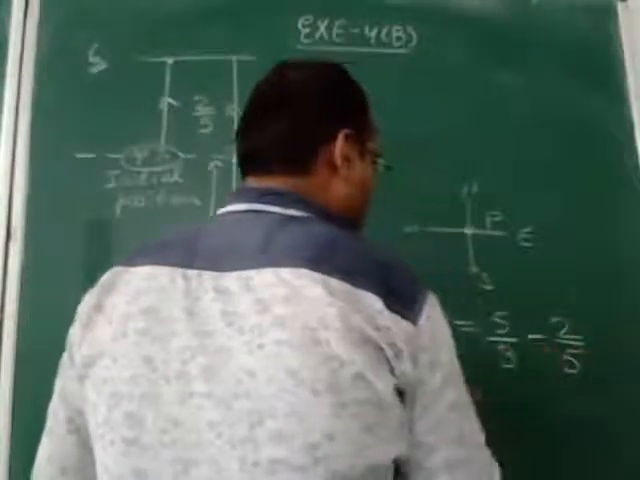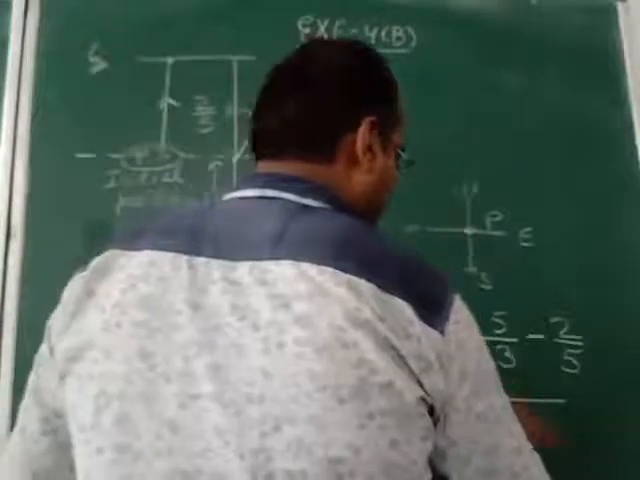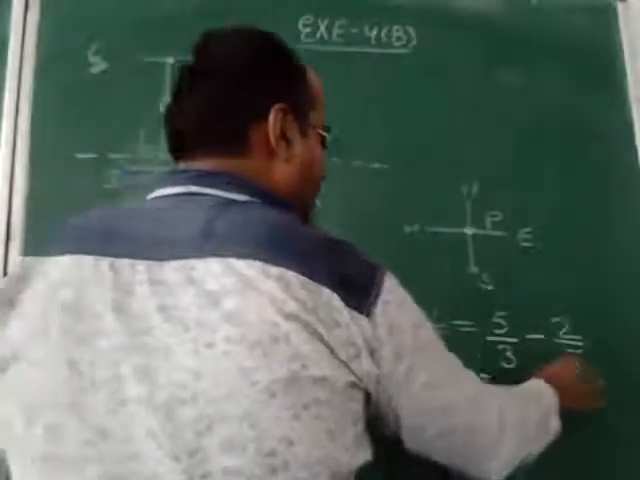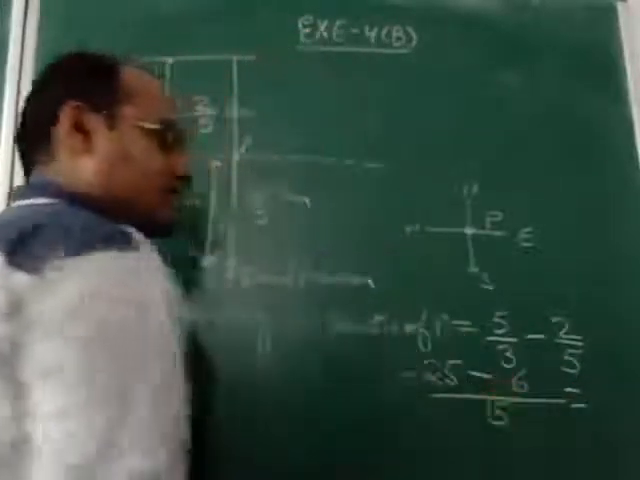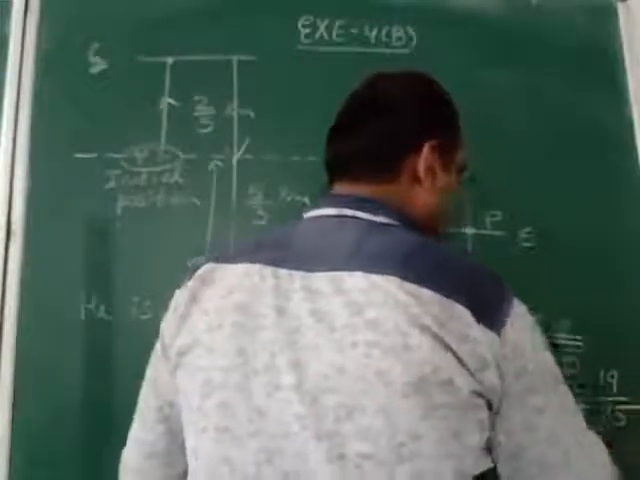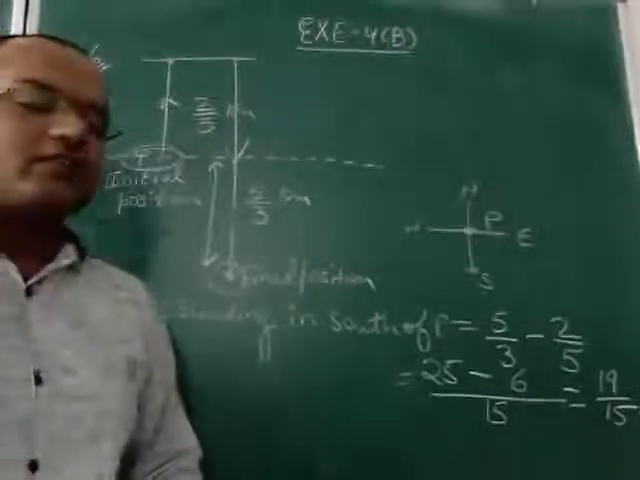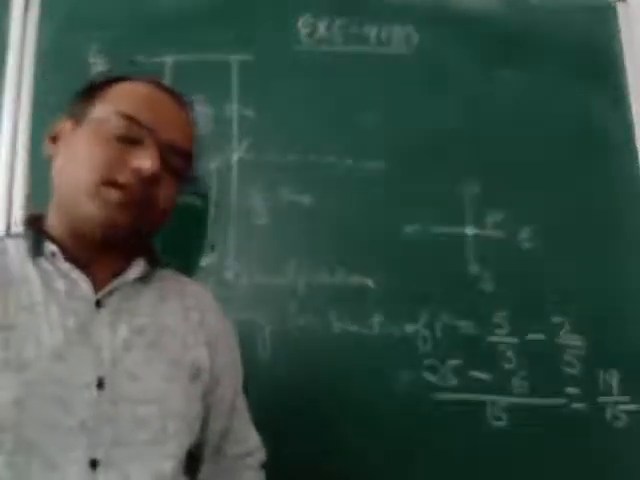Now in order to subtract these, we have to take the LCM. LCM of 3 and 5 is 15. 3 fives are 15, 5 into 5, 25. Minus, 5 threes are 15, 3 into 2, 6. On subtracting these two, we will get 19/15. So this is your final answer of question number 6. So now this exercise is over. You all have to do these questions in your fair notes.